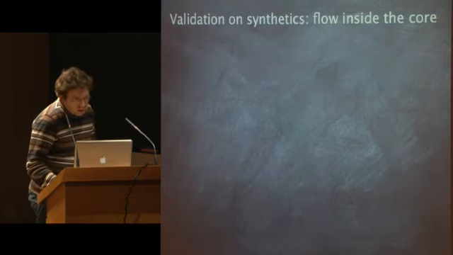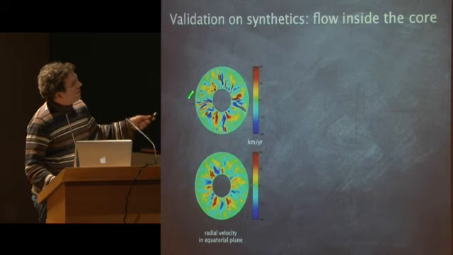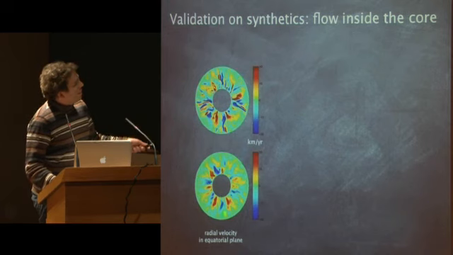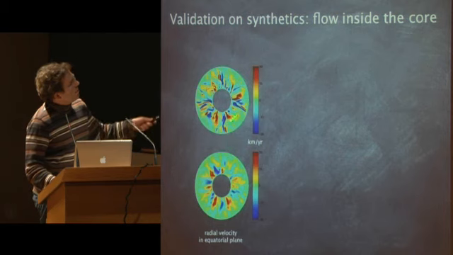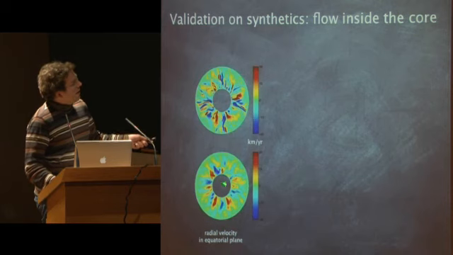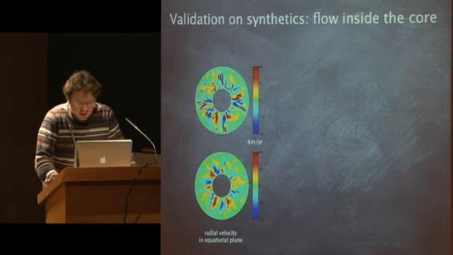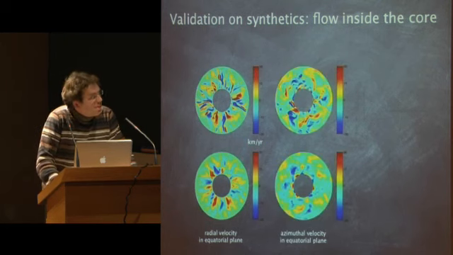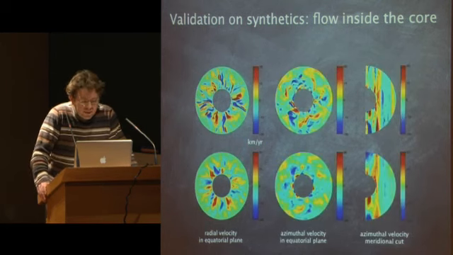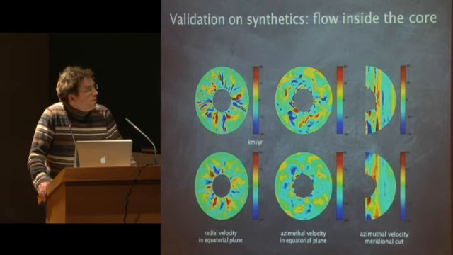So how well does this work on the synthetics I just presented? This is the typical quality of what you retrieve here versus the reference. And you get morphological agreement between the patterns. So this is the radial velocity in the equatorial plane, the patterns of what you retrieve versus what you have in the reference. This is for the azimuthal velocity in the equatorial plane, and this is for a meridional cut, sorry, of the azimuthal velocity.